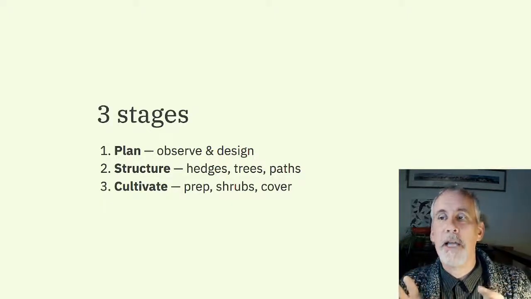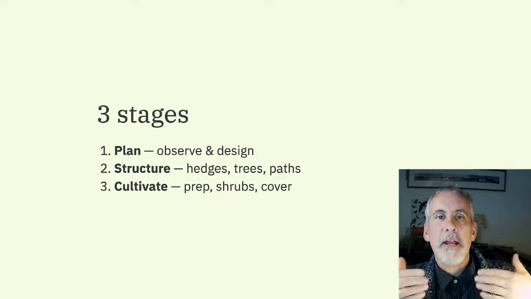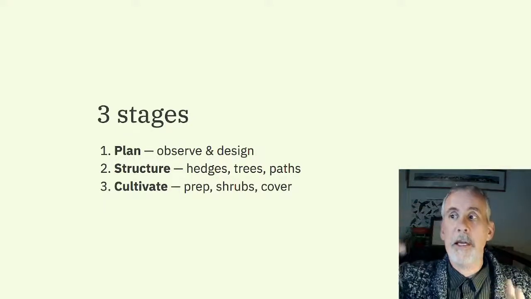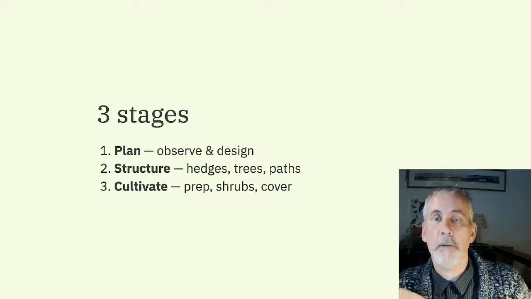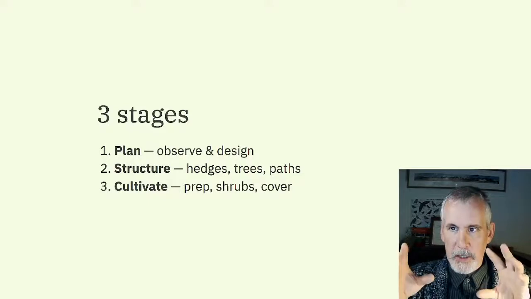So I like to break this down so that you're creating the windbreak hedges, and you're planting the canopy layer, the big trees, and then you're putting in paths and any other kind of structures that you have, like polytunnels or compost bays or what have you. So that's the second part.